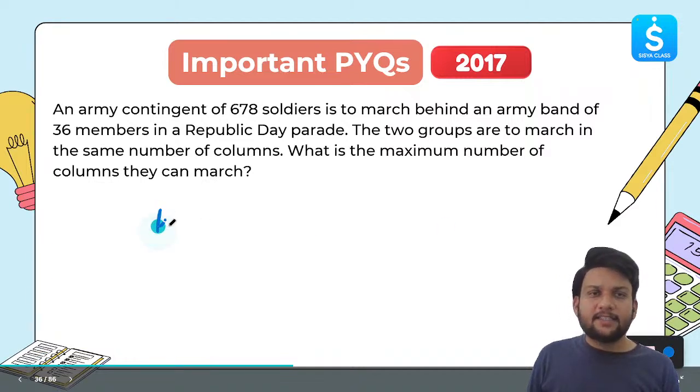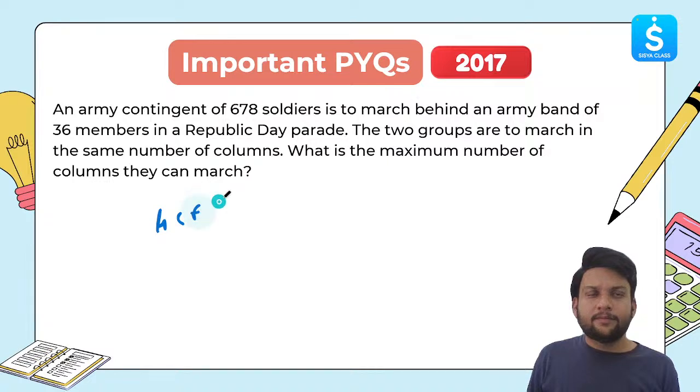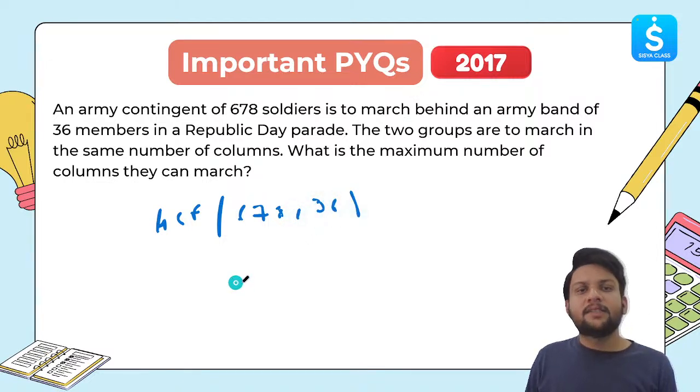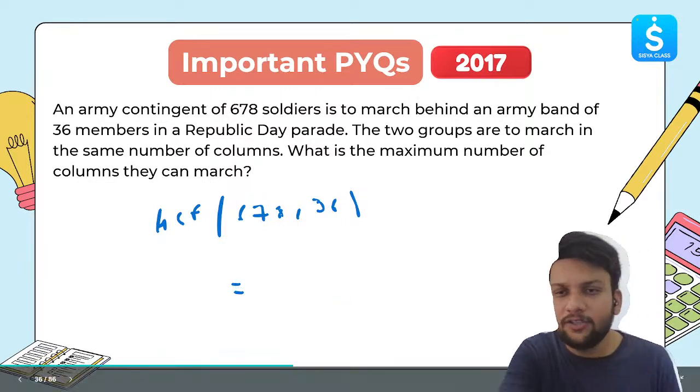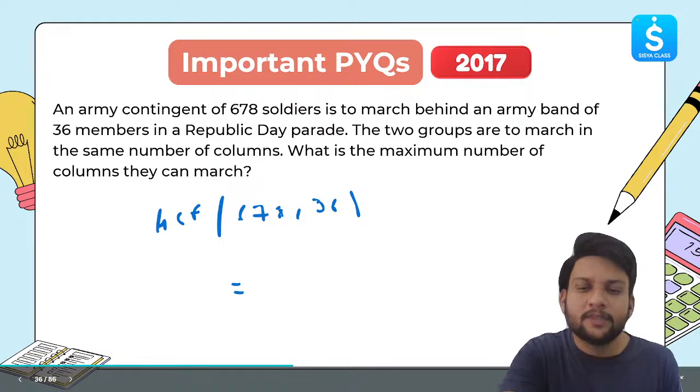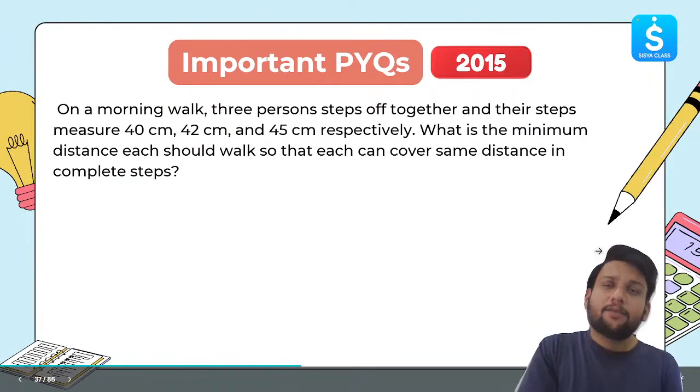Can you find HCF of 6, 7, 8 and 36? Yes, very easy to find. So whatever your answer will be, your answer. I'm not going to do this. I'm pretty sure you know how to find HCF and LCM now. Let's move forward. Next, one more type of question.